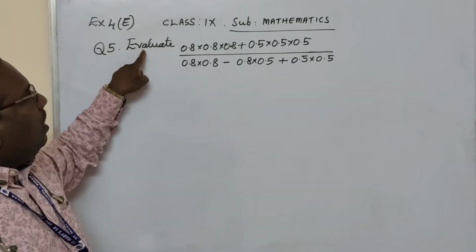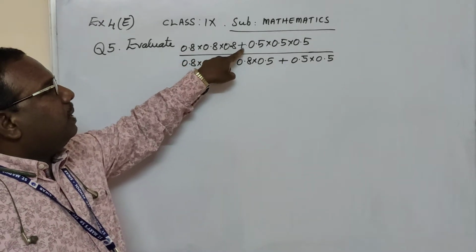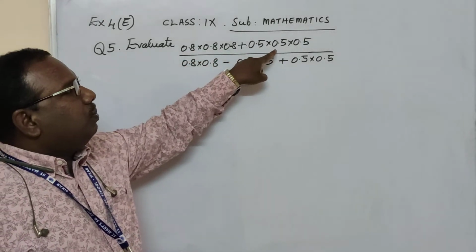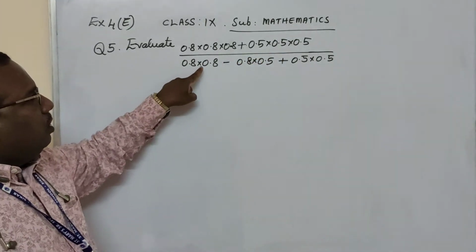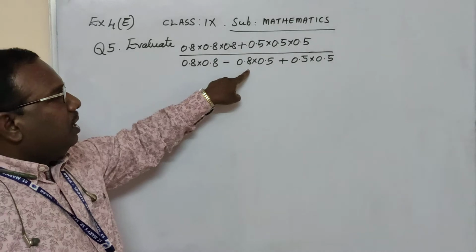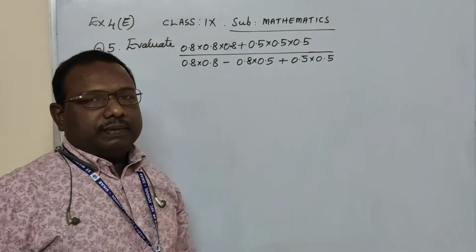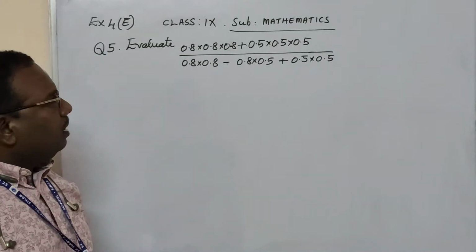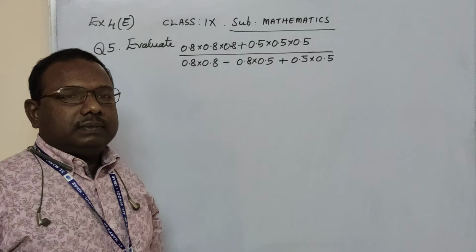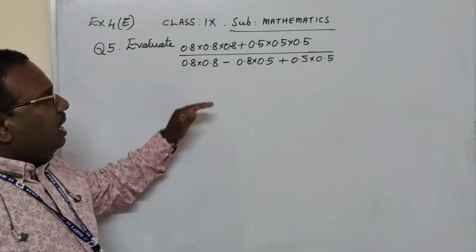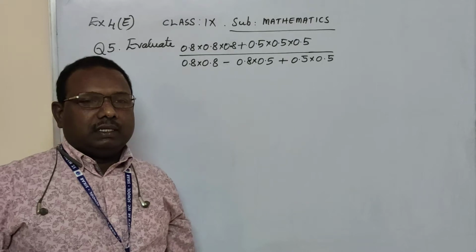Question is, evaluate 0.8 into 0.8 into 0.8 plus 0.5 into 0.5 into 0.5 all divided by 0.8 into 0.8 minus 0.8 into 0.5 plus 0.5 into 0.5. Okay? You can multiply this and bring answer. But using identity, how can you do this question? That is our question.